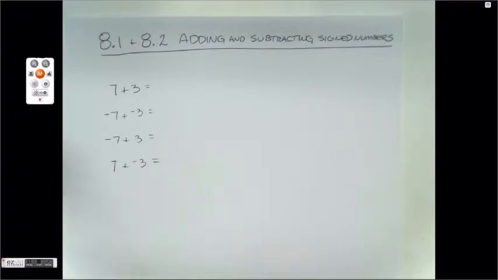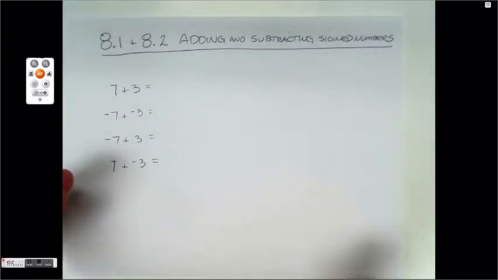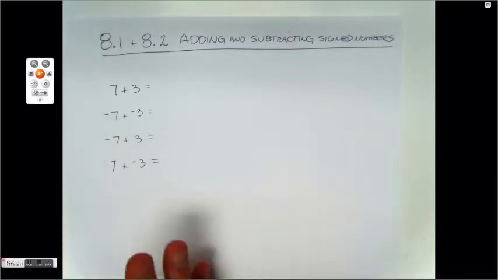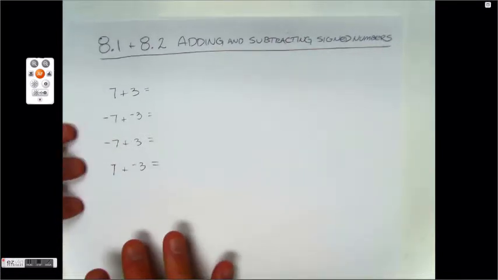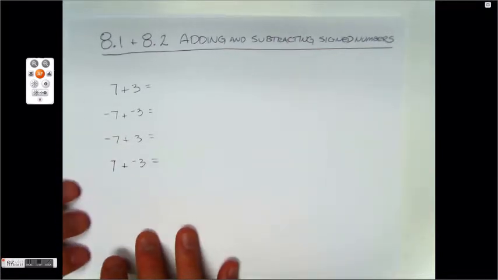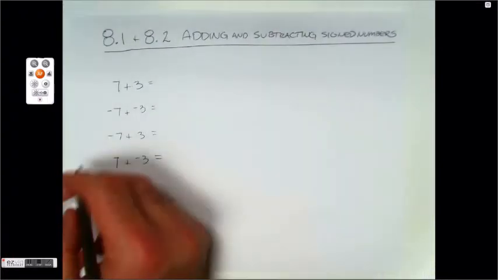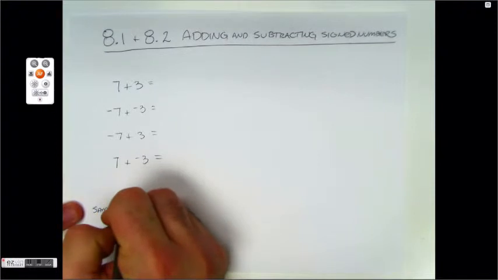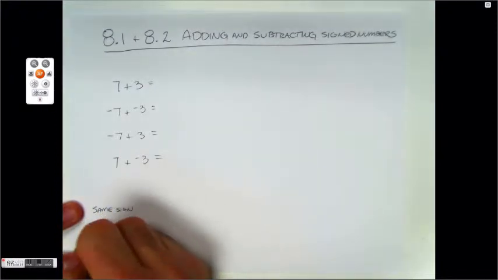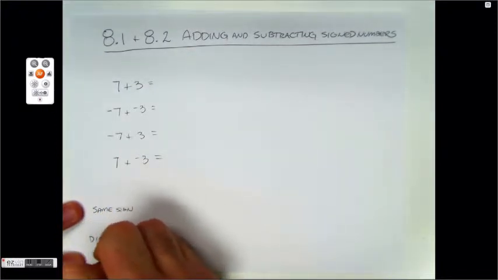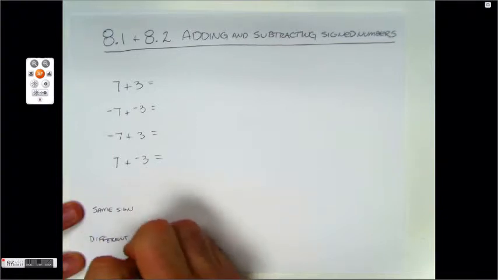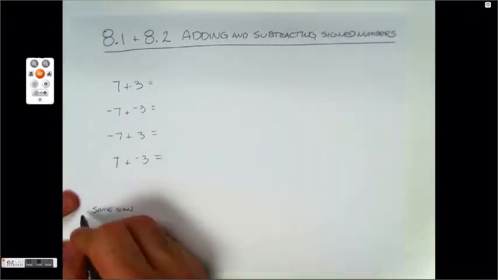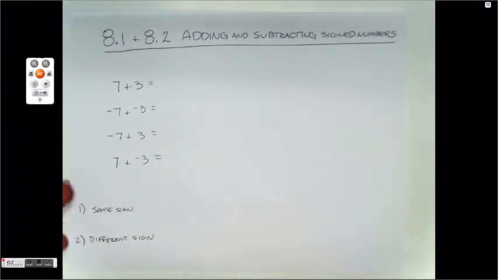Alright, what I want you to do when you deal with signed numbers is work with the numbers separately and then the signs. Now, here's how we're going to do it with these. Whenever you add signed numbers, I want you to determine, are they the same sign or are they different signs? These are the two situations. Put a 1 and a 2. Okay, in this case, they're the same sign.